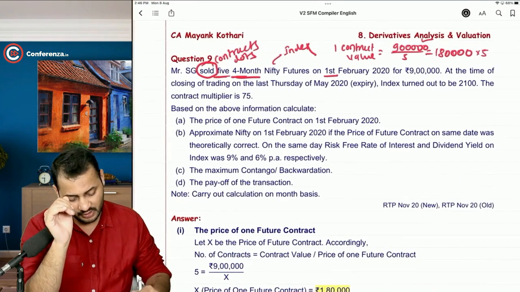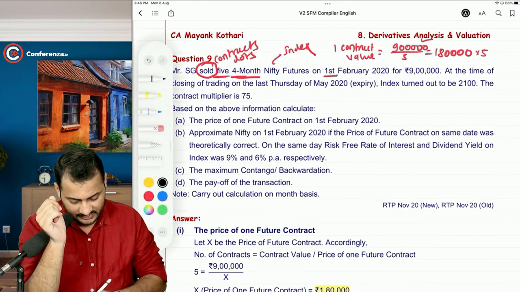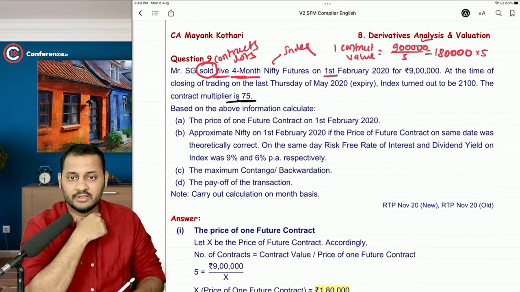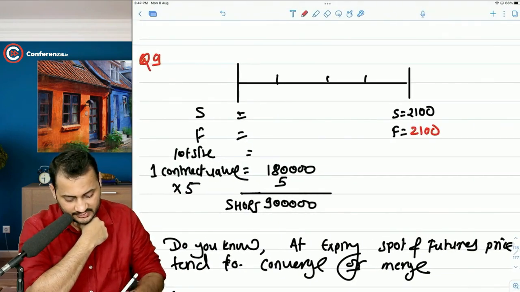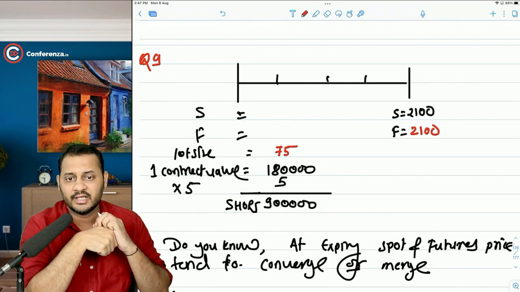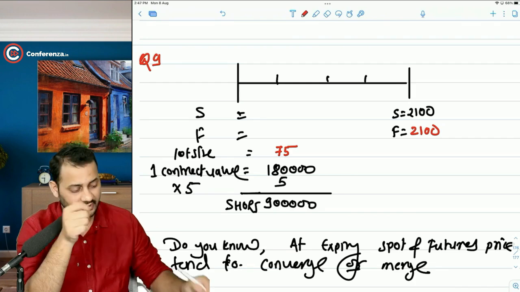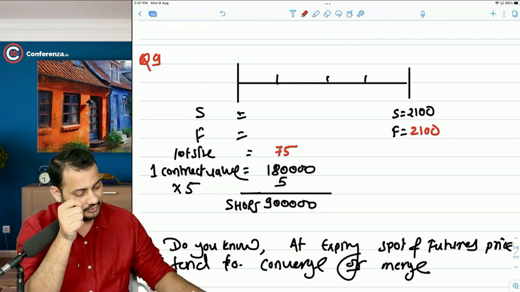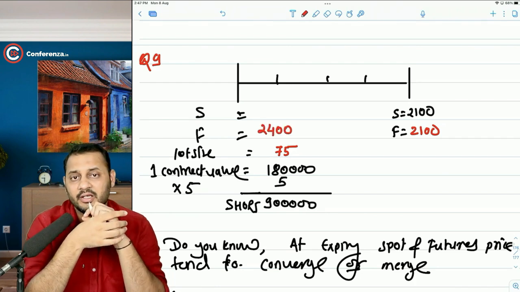Okay. Now, the contract multiplier is 75. This is nothing but the lot size. With this, we can easily calculate what the futures price was at the beginning. 1,80,000 divided by 75, 2400 was the futures price at the beginning.